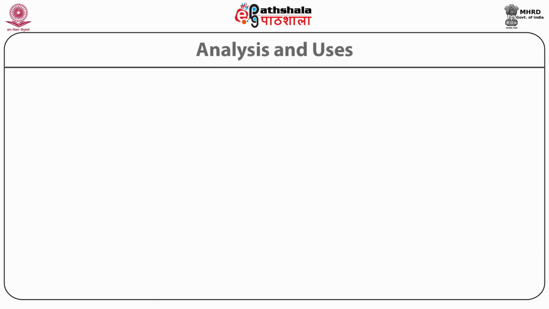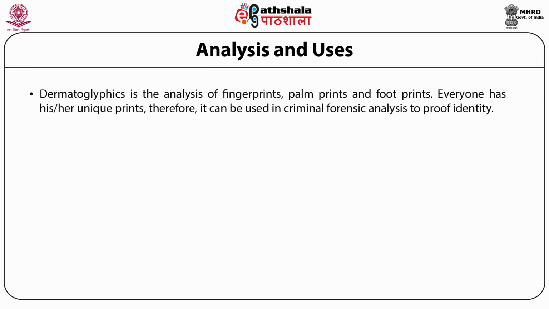Analysis and uses. Dermatoglyphics is the analysis of fingerprints, palm prints, and footprints. Everyone has his or her unique prints, therefore it can be used in criminal forensic analysis to prove identity. Dermatoglyphics evidence left behind by a suspect or a victim may identify who was at the crime scene and what he or she touched.